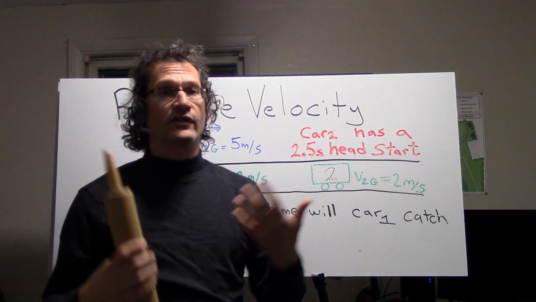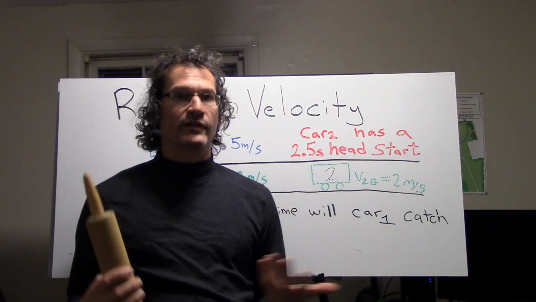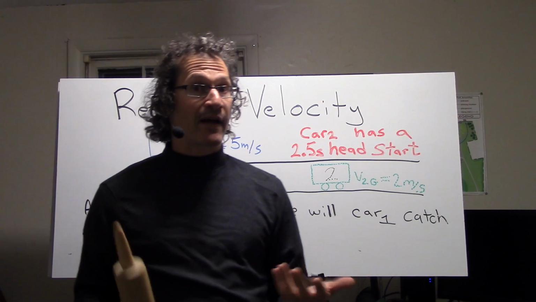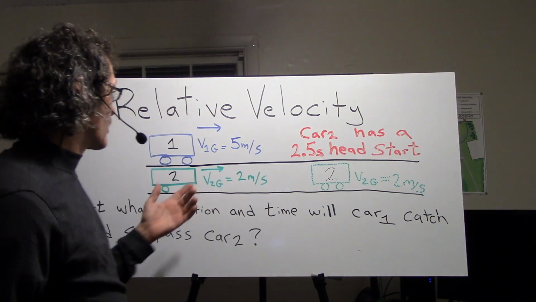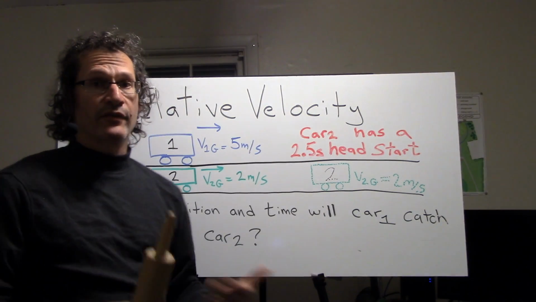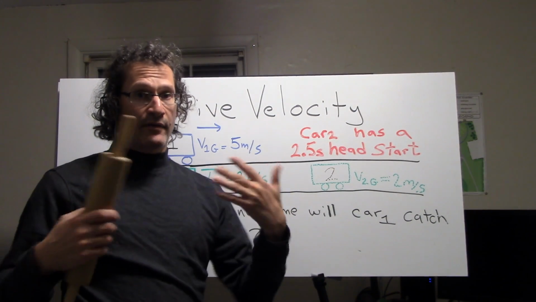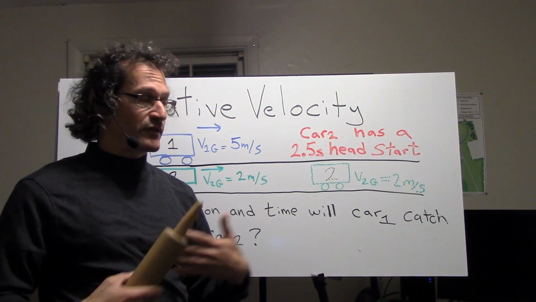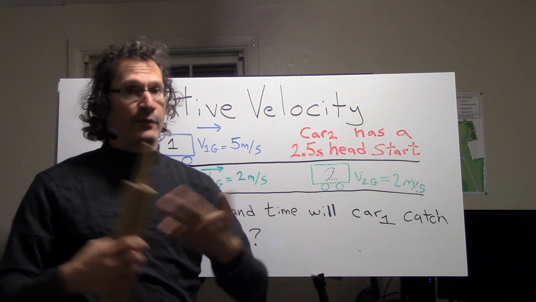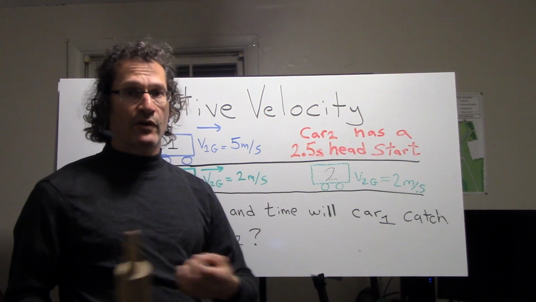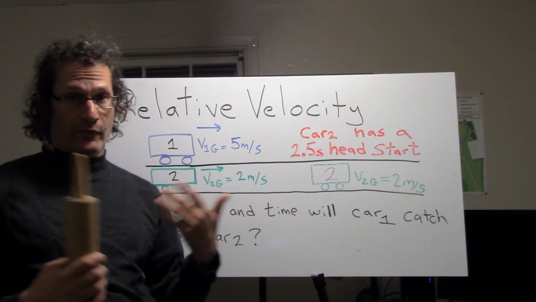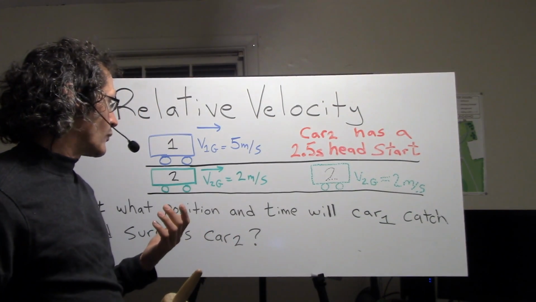I'd like to introduce a slightly different case for relative velocity. Last time we looked at two cars, and one was ahead of the other by a displacement. Car 2 was ahead by that displacement, and then we calculated the time at which car 1, the faster car, would meet car 2, and where they would meet.